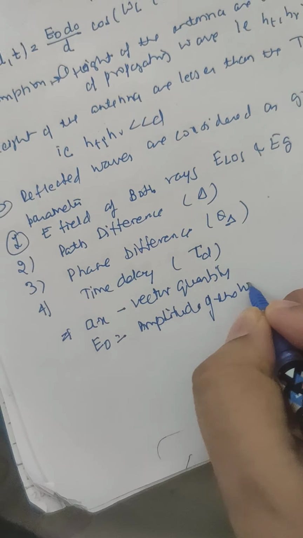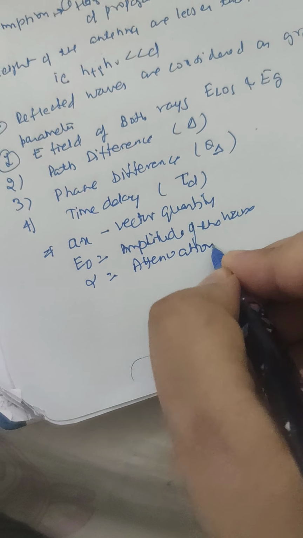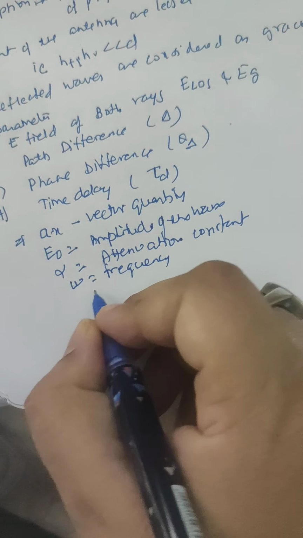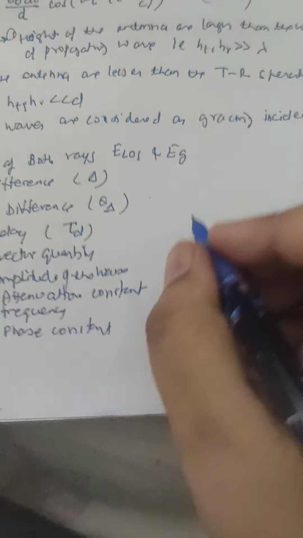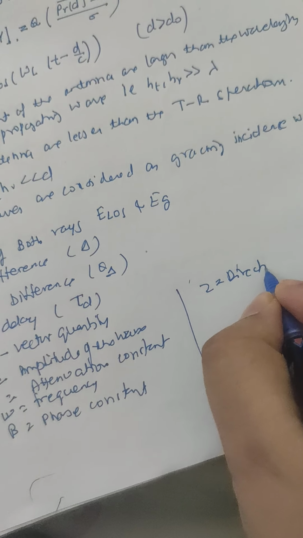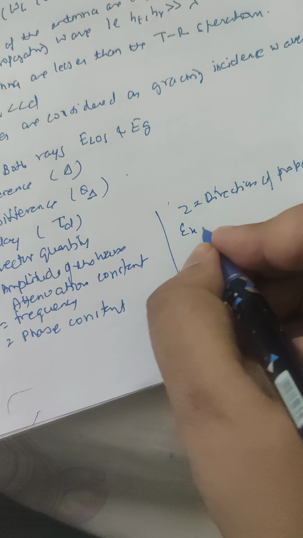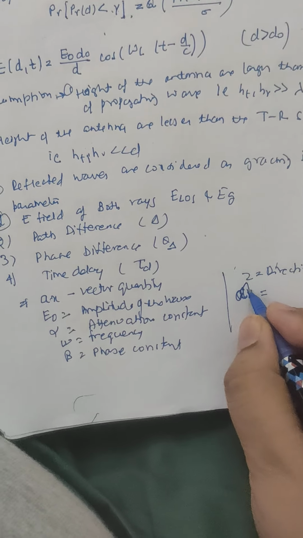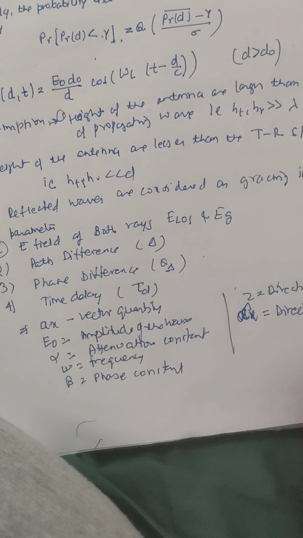of the wave, alpha is the attenuation constant, omega is the frequency, beta is the phase constant, and z is the direction of propagation in the electric field disturbance, propagating from near field to far field, and a_x is the unit vector, that is the direction of E field variation.